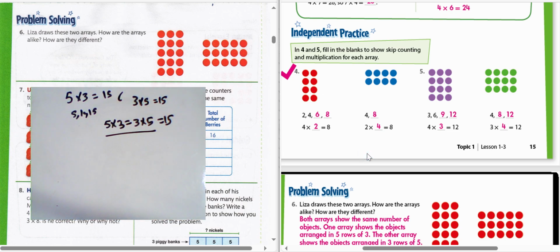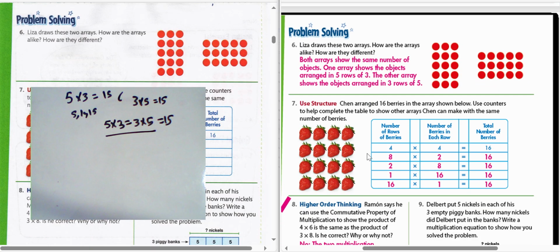Okay, then the answer to this question on the right-hand side. Write the answer: both show the same number of objects. One array shows the objects arranged in 5 rows of 3, and the other array shows the objects arranged in 3 rows of 5. Okay, then 3 times 5 equals 5 times 3.